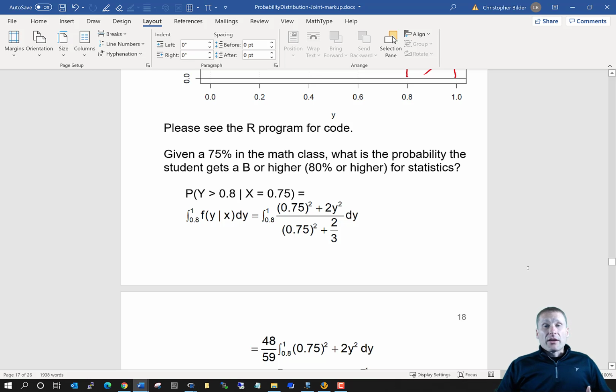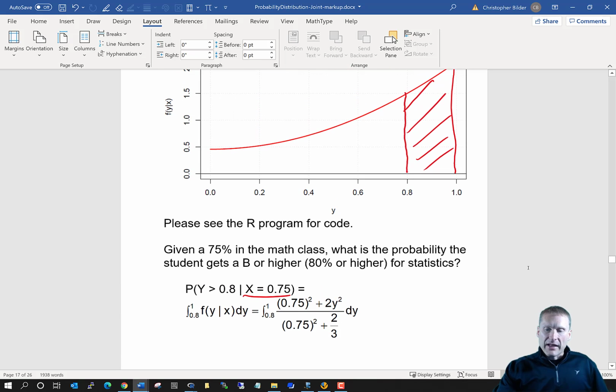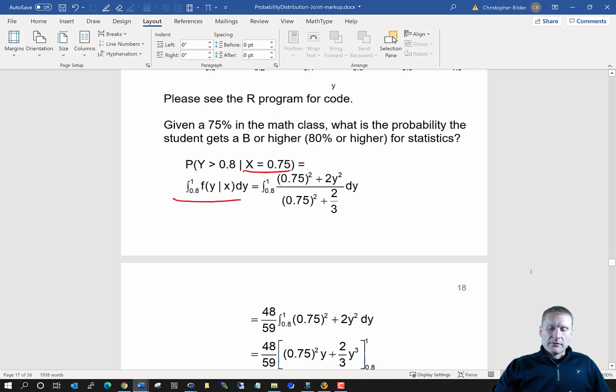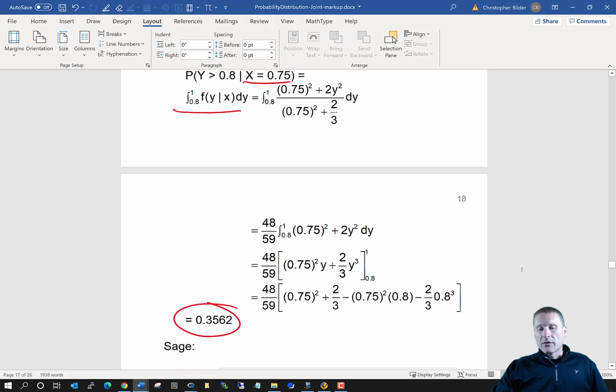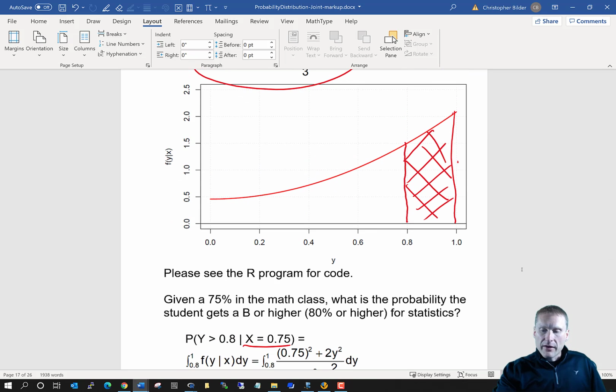So let's say I want to find the probability that you get a B or better, 0.8 or above in stats, given that you did have that 0.75 grade in math. Well, that's what this area, again, represents. I can now integrate from 0.8 to 1 of f of y given x, go through the integration, and you get 0.3562. So in other words, this area here is 0.3562.